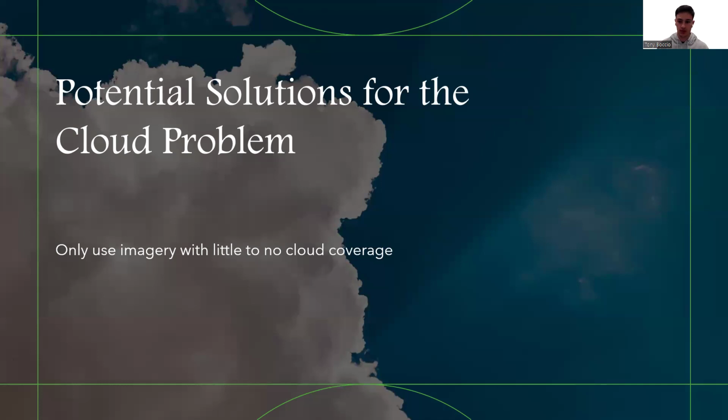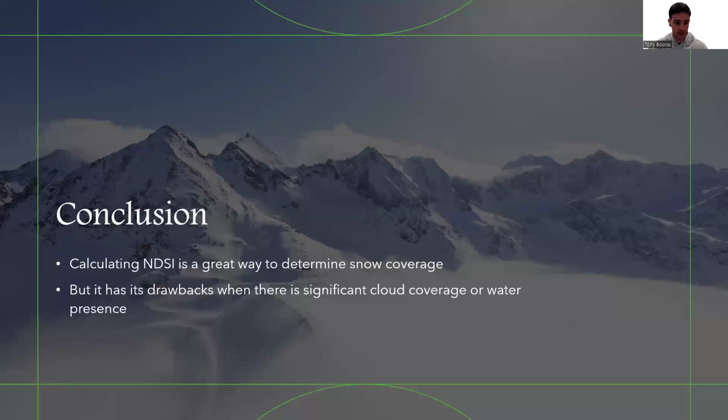So now what are some potential solutions for the cloud problem? Well, like I said before, the cloud problem is a much more difficult problem to deal with than the water problem. And so essentially the most feasible solution is to only use imagery that has little to no cloud coverage. So it's a matter of properly choosing the data.